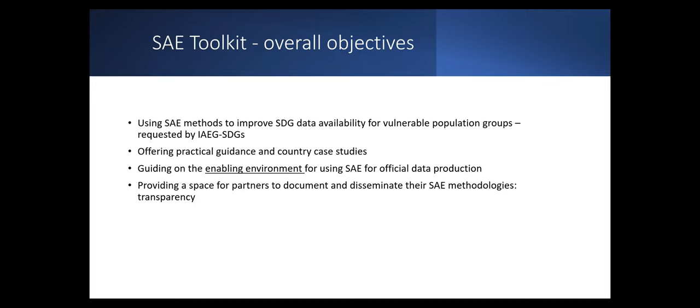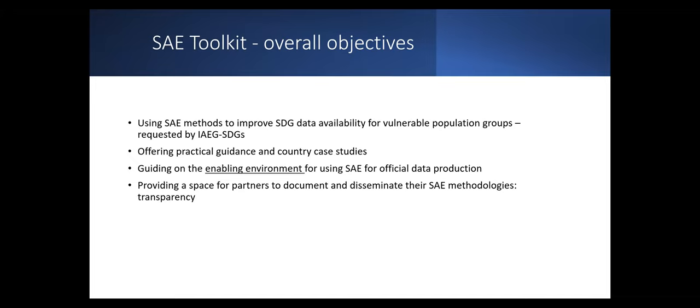Most countries in the world have done some kind of experiments, especially focusing on poverty, because it has been a key policy area for a long time. But when we talk about countries that really use small area estimation for official policy making and official data production, I would say it's really not so many. The percentage is a lot lower. We don't have an overall number.